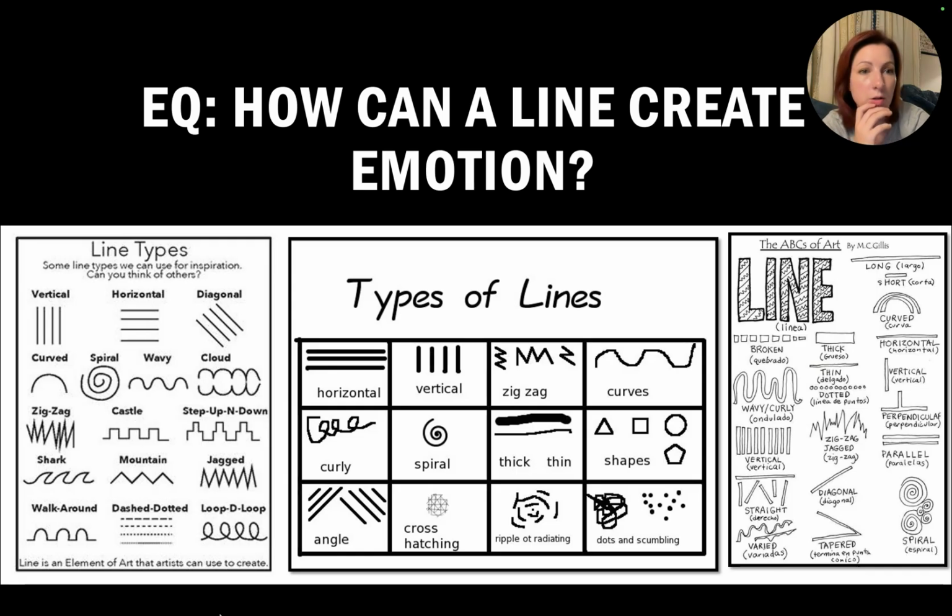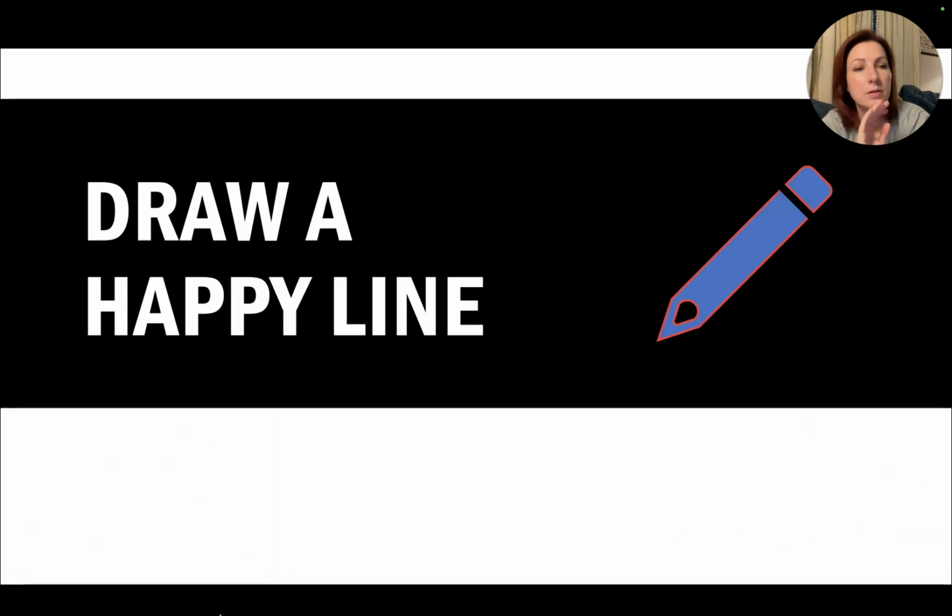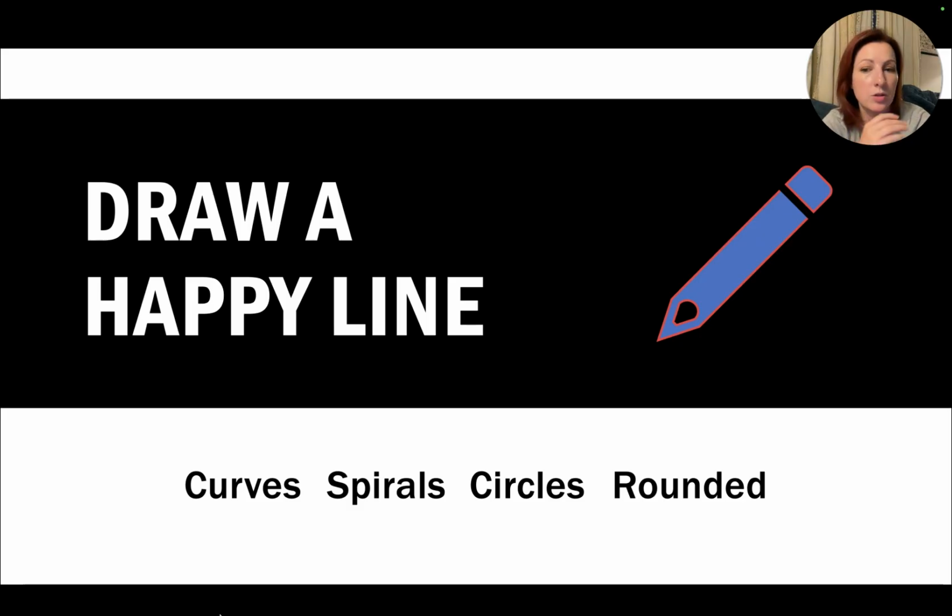So how can a line create emotion? I have a variety of different lines down here, but what do the lines make you feel? How can we express something just with the type of lines we use? So in your notes, I want you to draw a happy line. Pause if needed. Happy lines are usually drawn as curves, spirals, circles, things that are rounded. So did you do that?